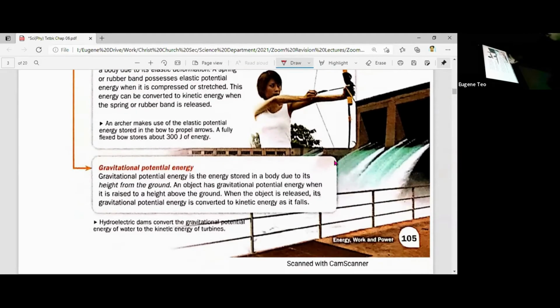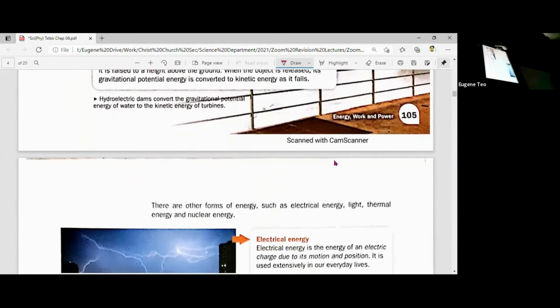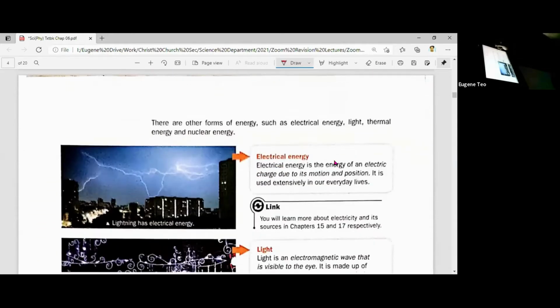The one that you are very familiar with is actually gravitational potential energy. I know some of you say gravity, but instead of just saying gravity, the whole idea is that this is what we call GPE, the gravitational potential energy. So it is the energy stored in an object due to its height from the ground. So as long as anything is above ground level, it has what we call gravitational potential energy. Okay, so these are the various forms of energy that we are familiar with.